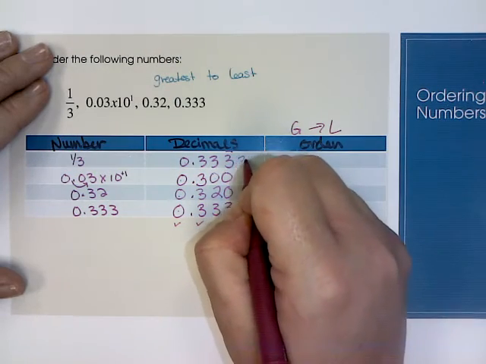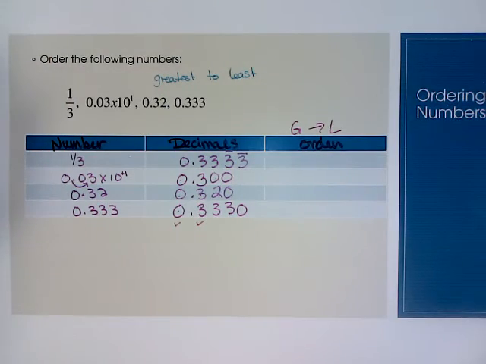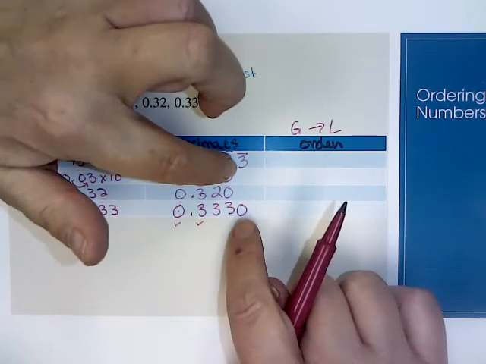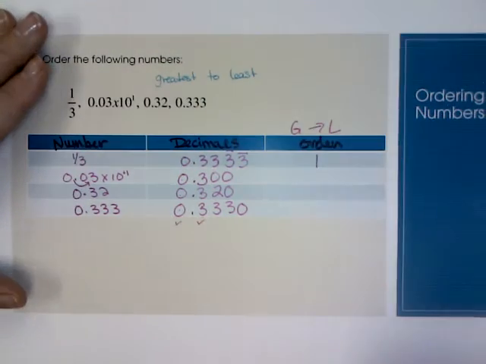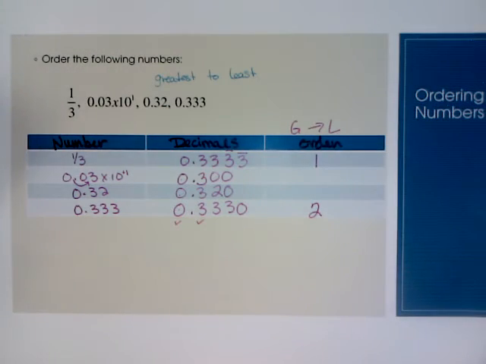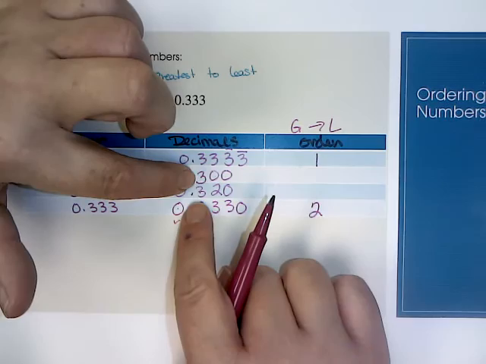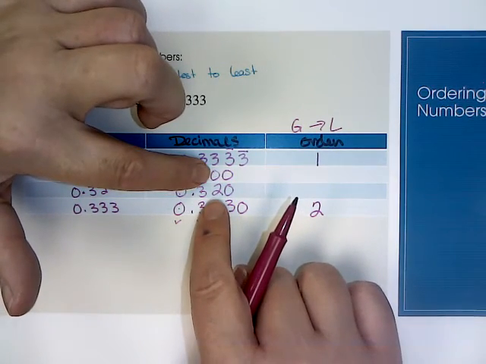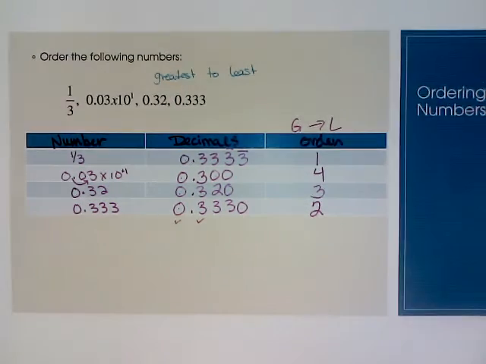I know that that's going to continue. This number ends with a 0. So I know that that 3 is bigger than that 0. So my greatest number is going to be that one. My second greatest is going to be that one. And then I'm going to go back and compare. I have 3, 3, the same. 0, 2. The 2 is bigger than the 0. That's going to be my next. And my last, or my smallest number, is going to be that one.